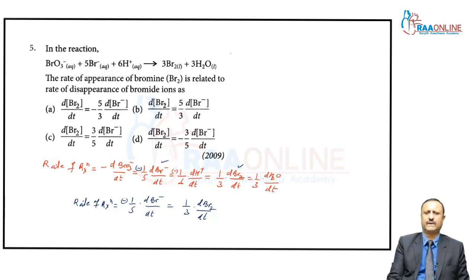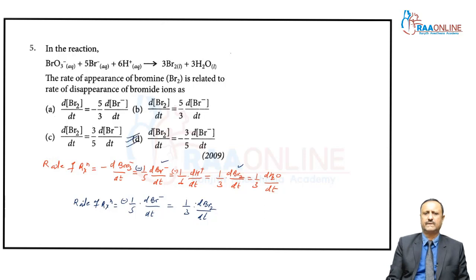Now, in option B you get dBr2 upon dt equal to 5/3 dBr upon dt. Here, my dear students, you get a plus sign, and for bromide you get the minus sign. So, it is not correct in option B. Now, we can see here this dBr2, here dBr2, and here you can see this is the answer.